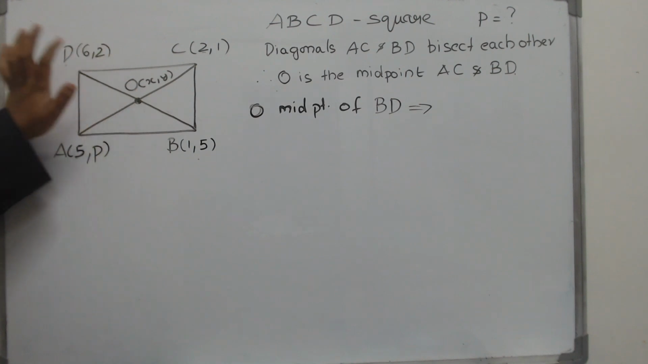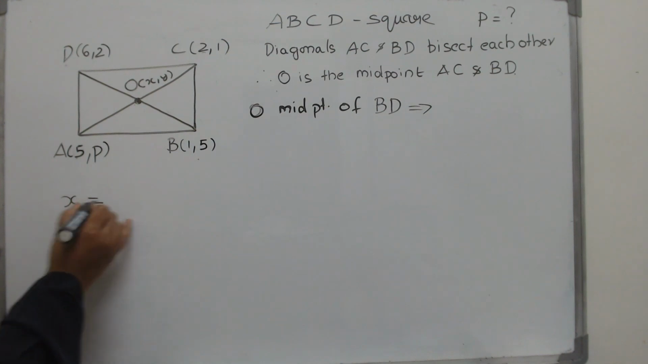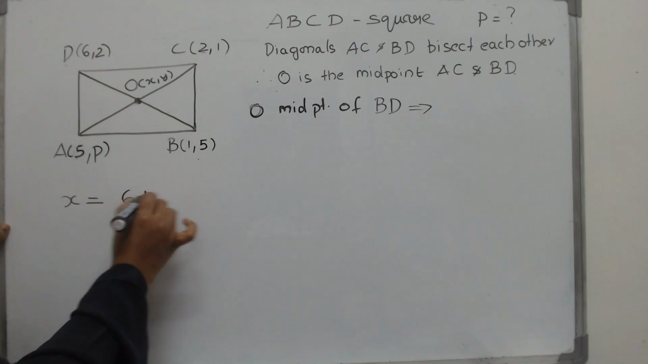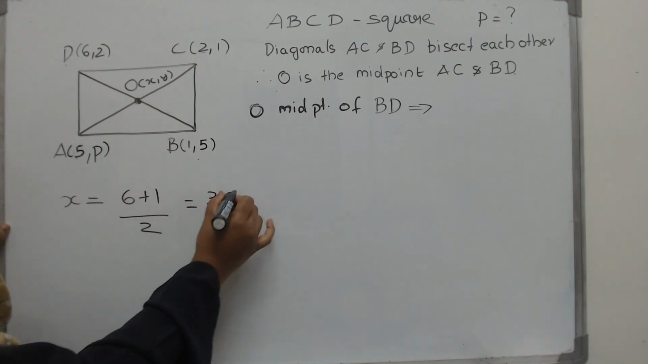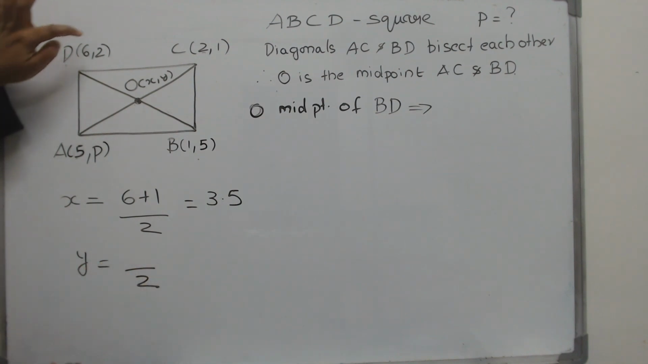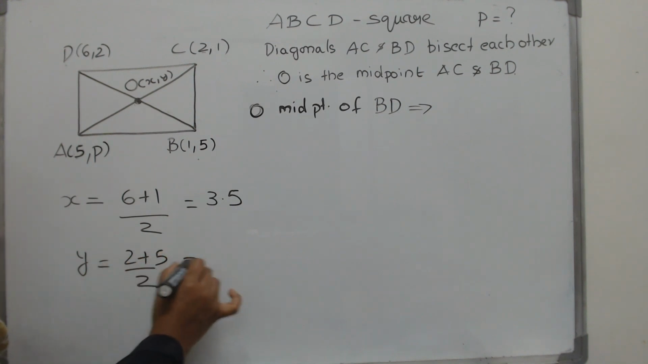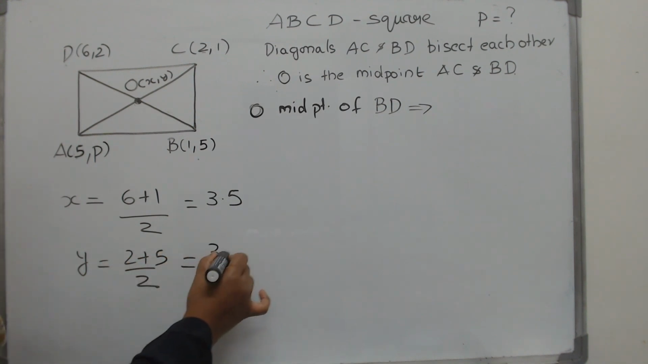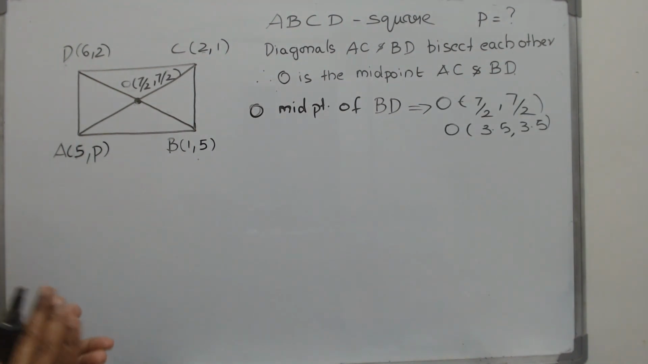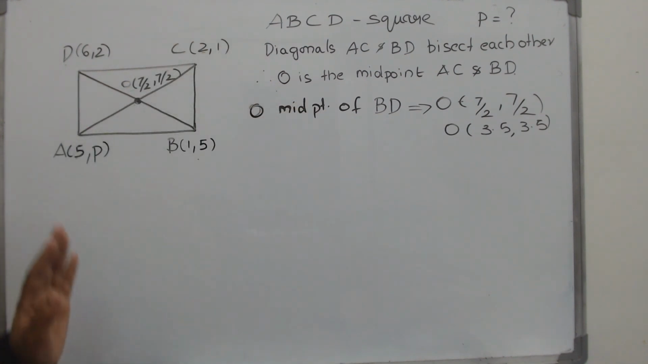So if O is the midpoint of BD, then tell me how will its x coordinate look like? It will be the sum of these two x coordinates divided by 2, which is 3.5. Similarly, what will its y coordinate be? It will be the sum of these two y coordinates by 2, which means what? Again a 3.5. The coordinates of O look like this. I have written both the decimal form and the fraction form. Whichever you are comfortable with, you can choose it.